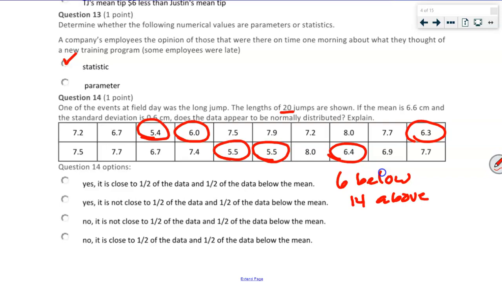So is this data normally distributed? The answer is no. And the reason is because it's not close to half and half. Now, I need y'all to understand that if it was 9 and 11, that would be pretty close to 10. So on that one, it would be yes, okay, but not this one.